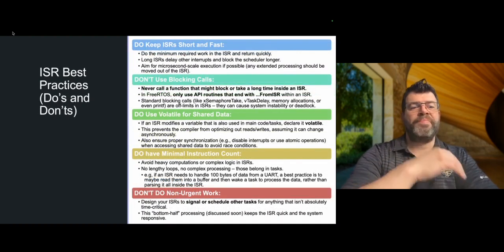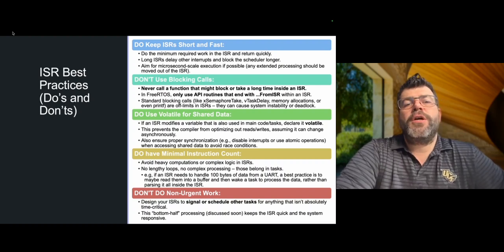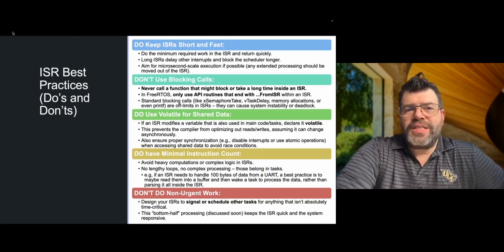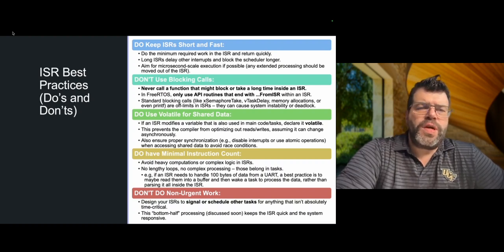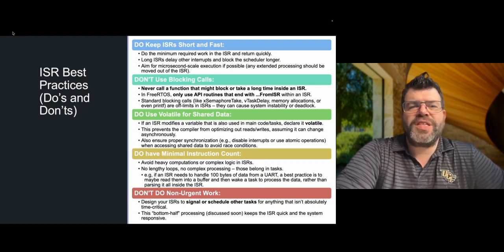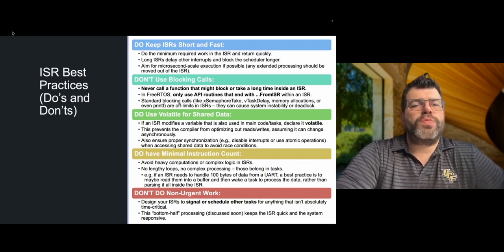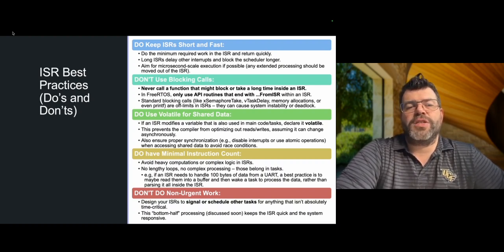All right. So some do's and don'ts. You want to keep your ISR short and fast. I've said that a handful of times. So the goal here, if we're contextualizing it, is microsecond scale execution if possible. All right. Don't use blocking calls. So never call a function that might block or take long from inside an ISR.